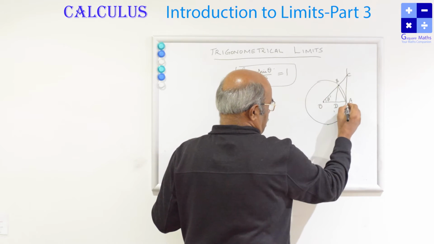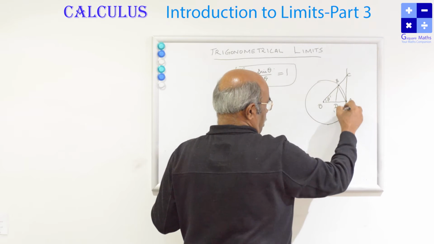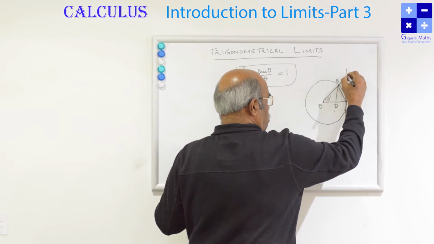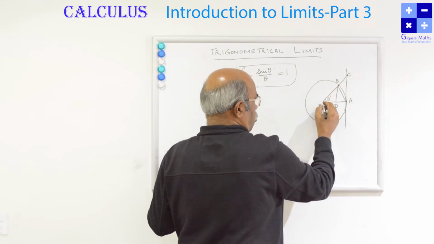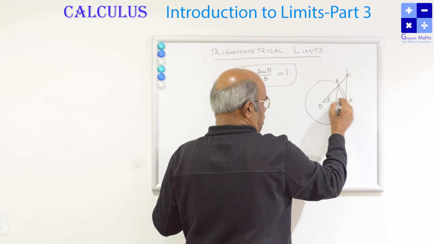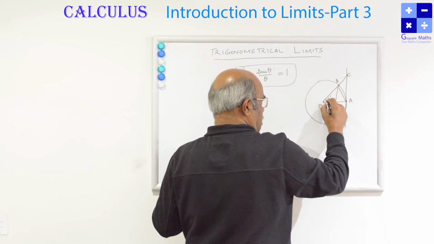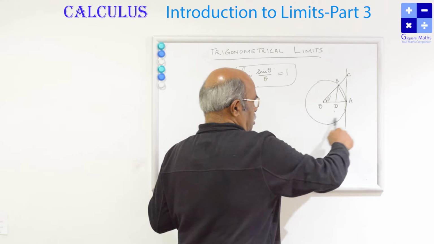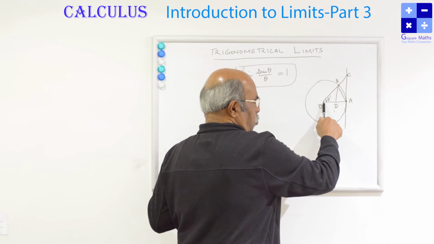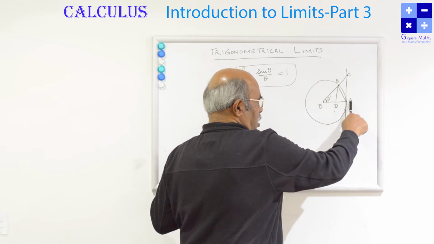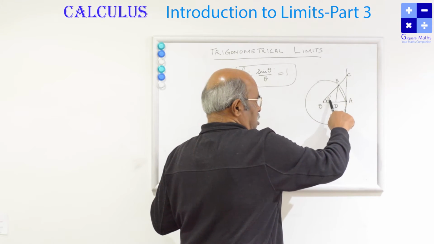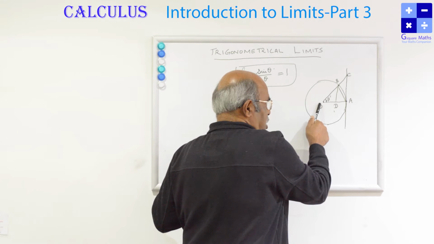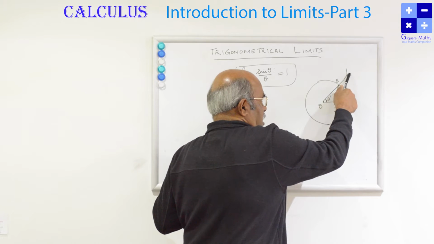Let OA be the radius. Draw a tangent at the point A. OB is another radius, so that it makes an angle theta radians with OA. So this is the figure: a unit circle, O is the center, OA is a radius, OB is a radius, so that angle AOB is equal to theta radians. I am drawing a tangent at the point A, and let the extension of the radius OB intersect the tangent at the point C.